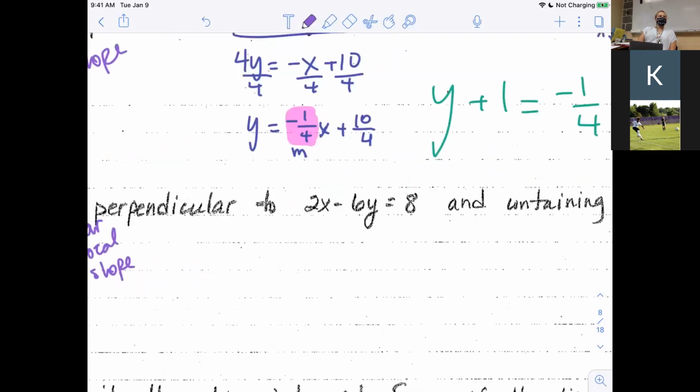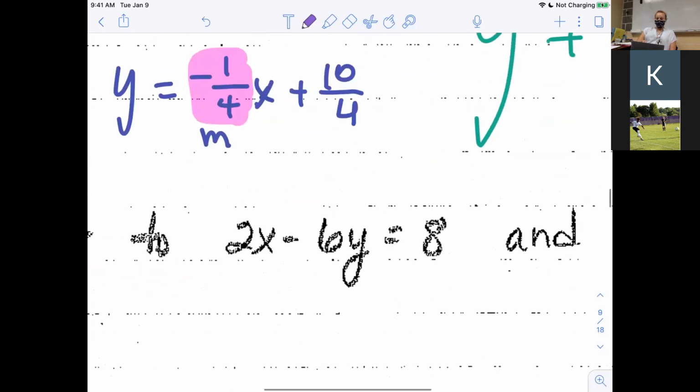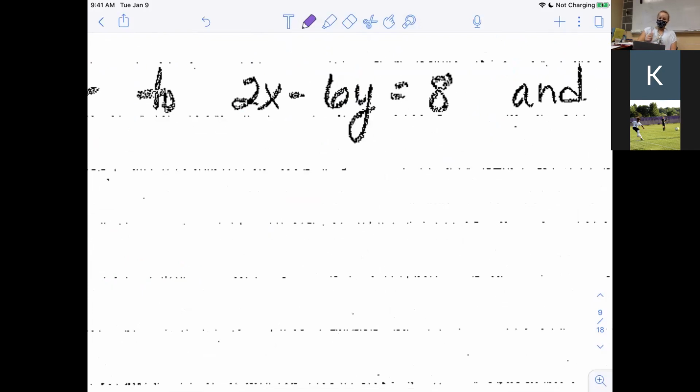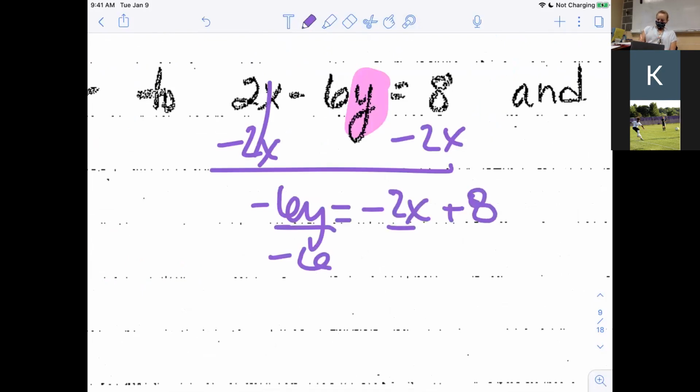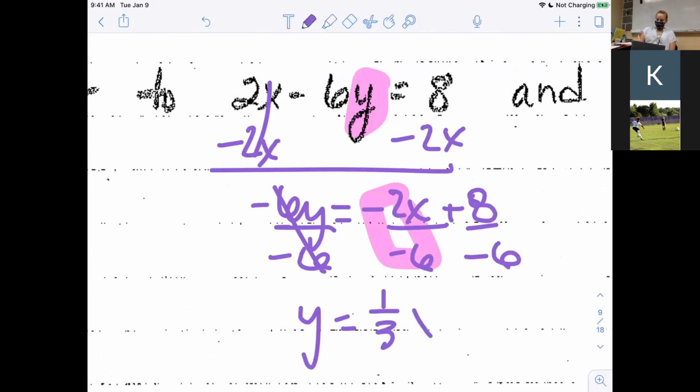All right, I'm going to talk my way through this. If you're still going and you don't need my help, awesome. If you do need my help, listen up. I need to get y by itself, so I'm going to do minus 2x. So negative 6y equals negative 2x plus 8. Divide by negative 6. Negative 2 divided by negative 6 is 1 over 3. And then I don't even care what this is over here. I'm just going to leave it as 8 over 6. Doesn't matter. I'm not going to graph it.